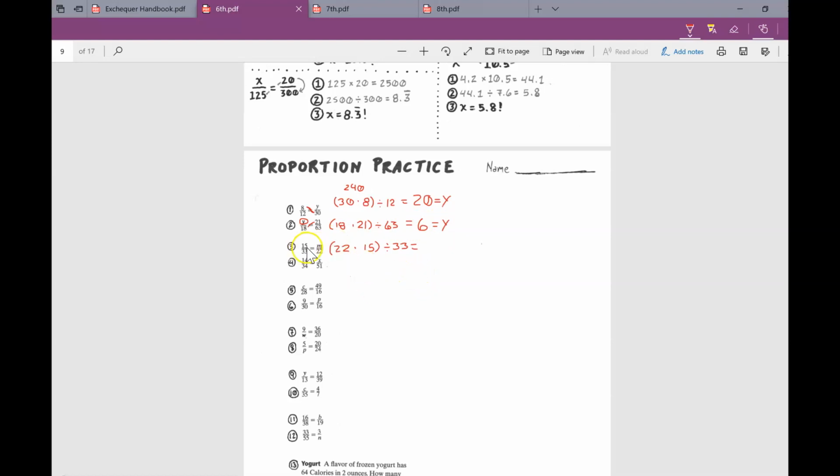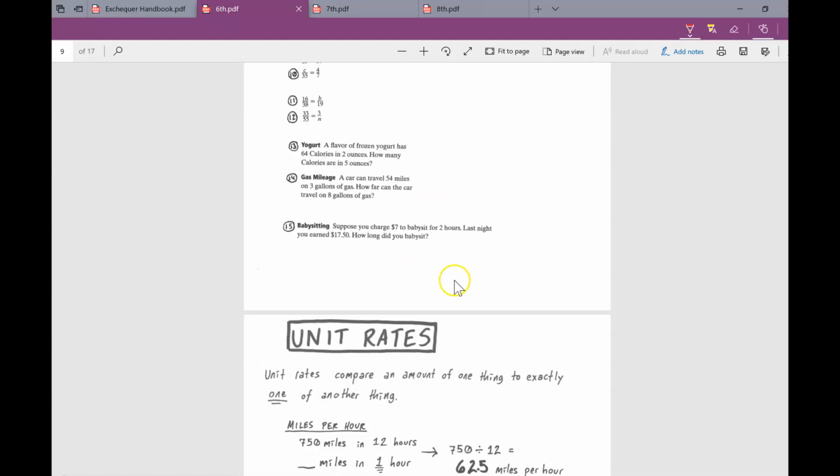And then on number 3, one more example. Our diagonal is 15 and 22. 22 times 15 is going to give us 330. Then we're going to divide by the number we haven't used yet, which is 33. 330 divided by 33 is 10. So m is equal to 10 on problem number 3. Okay, so we know how to use that process.